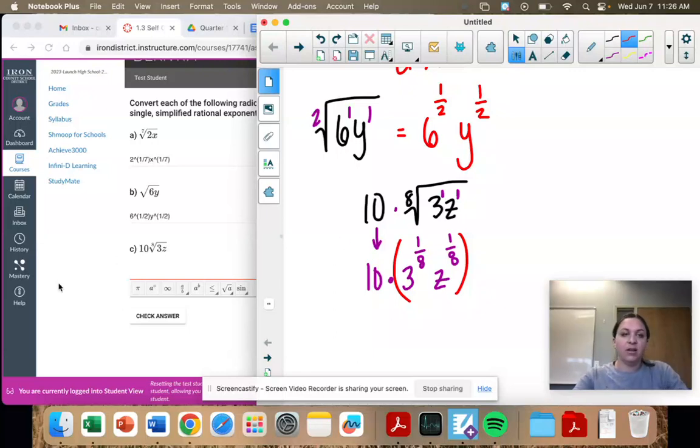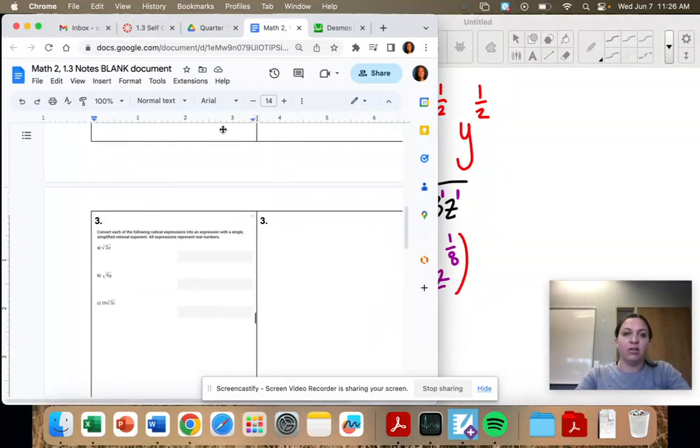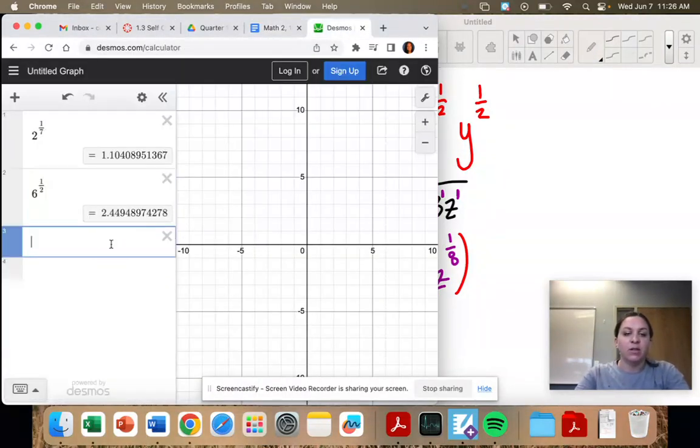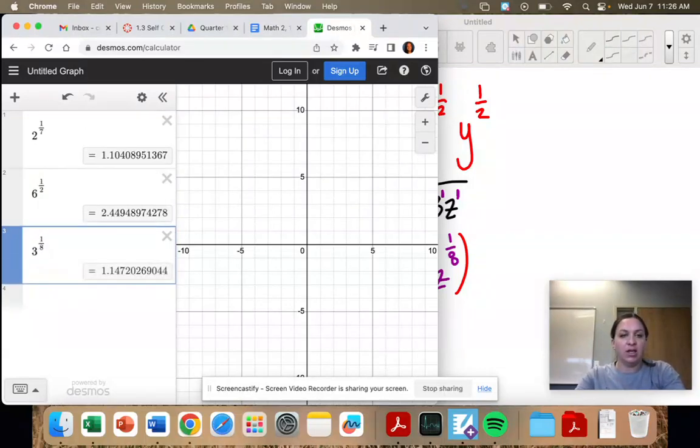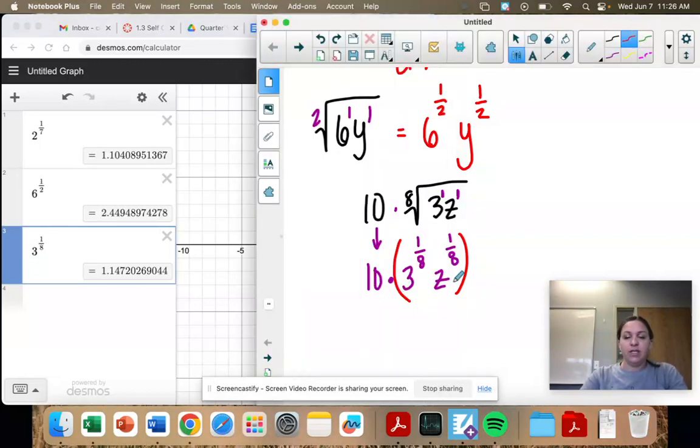But let's see if I can do 3 to the 1/8. Oh, wrong one. So 3 to the 1/8 is a decimal. So we're going to leave it. And then the 10, we can't actually multiply these because they have a different base. 10 is a base, 3 is a base. So this is our answer.